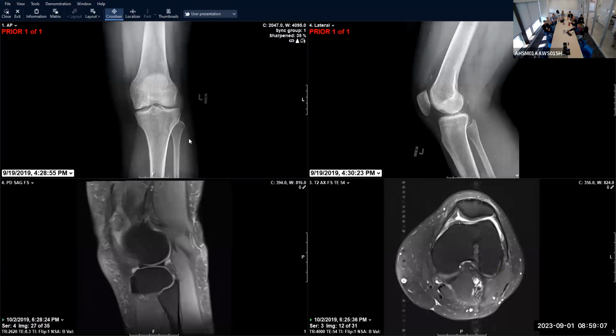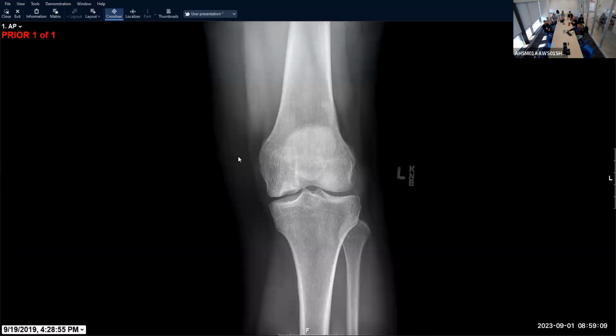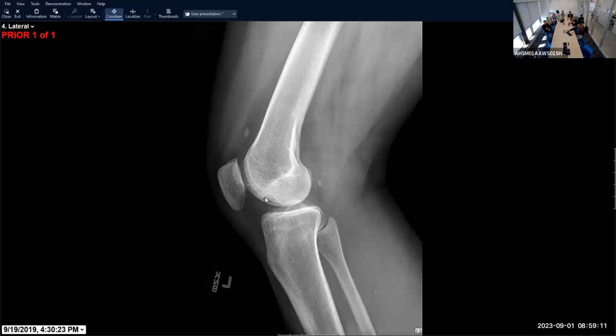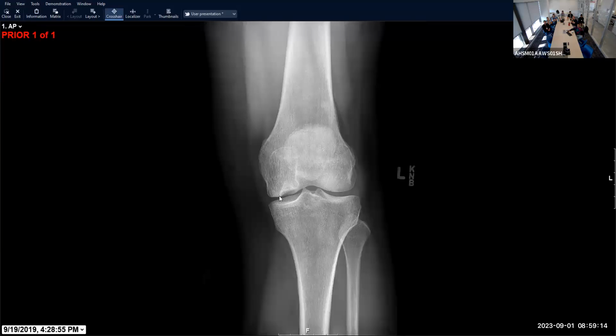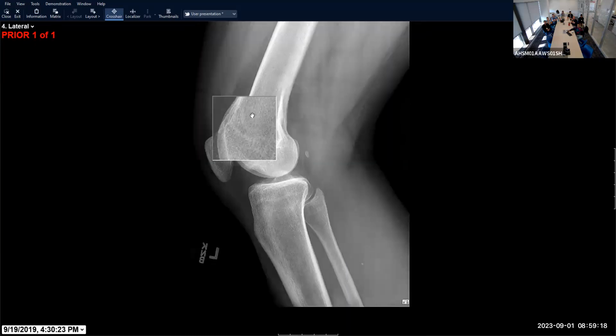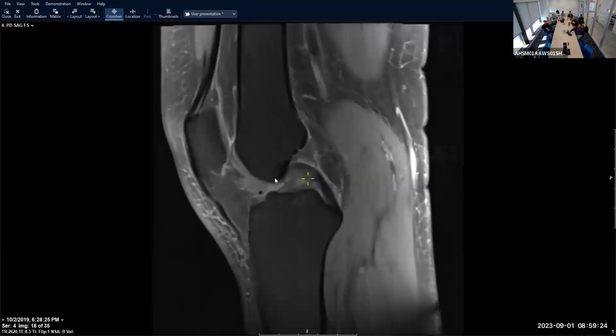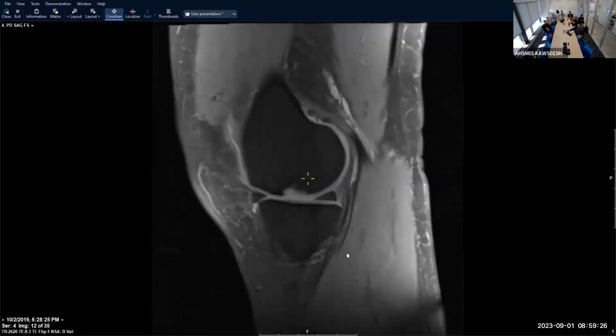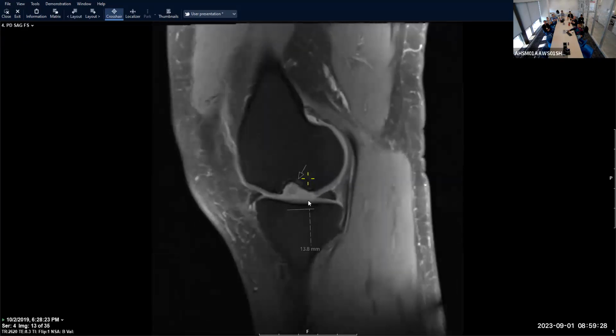Okay, so we talked about that one patient's OCD. Here's one. We can see lucency of the condyle here, medial femoral condyle. But if we look up here, we can see a little displaced osteochondral fragment probably. So we go to the MR, and we see that there's a large, unfortunate osteochondral defect in this patient.